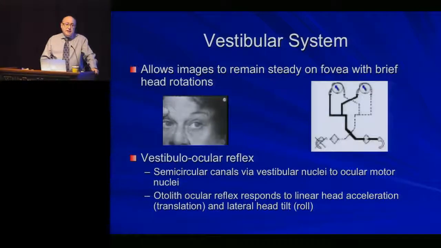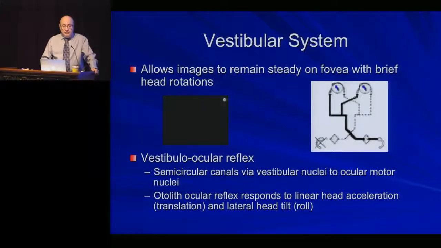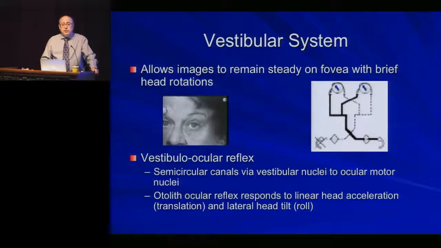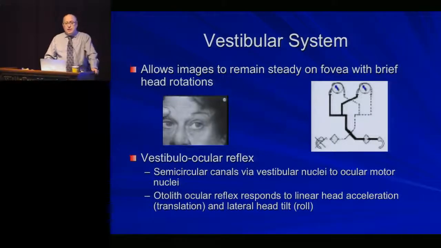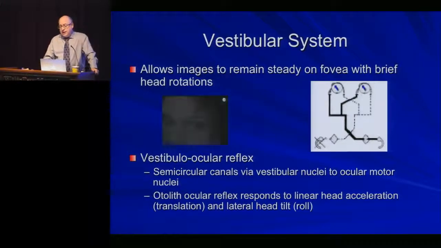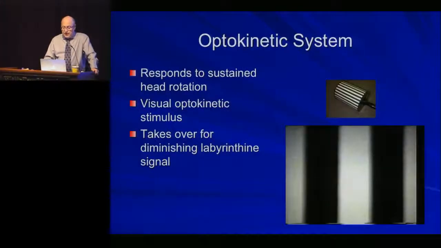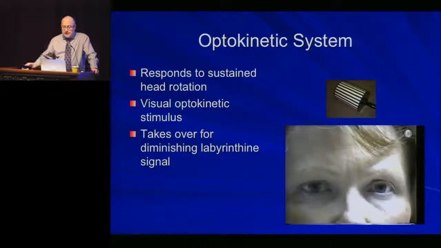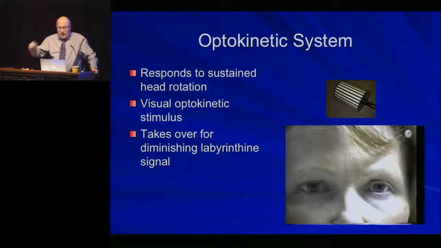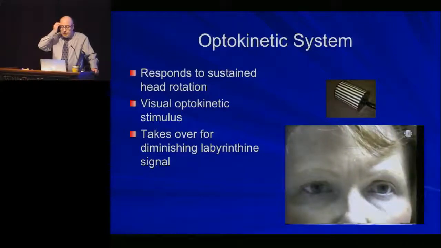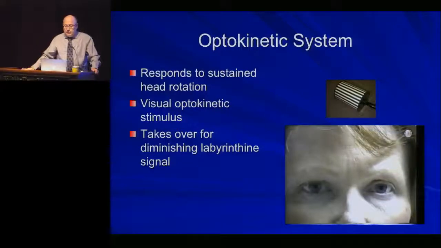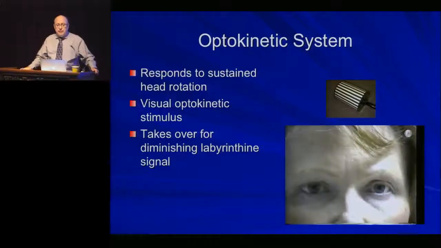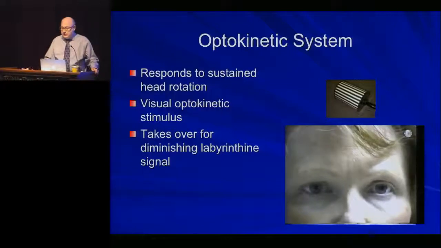Let's say your head's moving faster, you're on a train. Or let's say you've been doing it long enough and you've saturated your vestibular system, you need another system to take over, and that's the optokinetic system. And that takes over for sustained head rotation. And so when an object is moving farther or you're moving faster, you need to add the optokinetic system to the vestibular system.